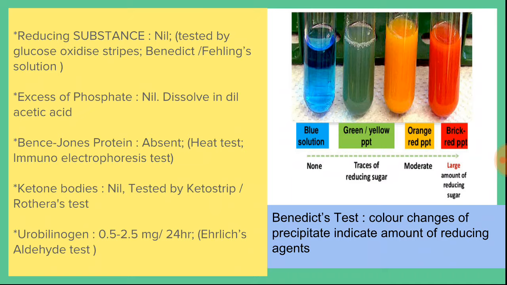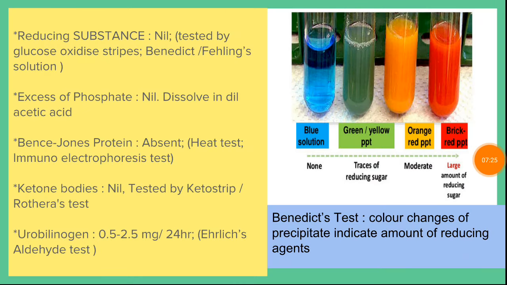Ketone bodies, generally nil or absent. They are tested by the keto strip or Rothera's test. Rothera's test is a very popular test. Urobilinogen, generally present 0.5 to 2.5 mg per 24-hour urine sample, and it is detected by Ehrlich's aldehyde test.